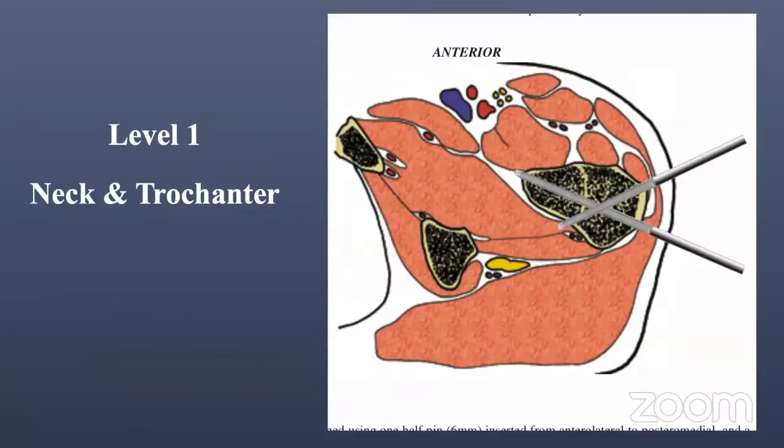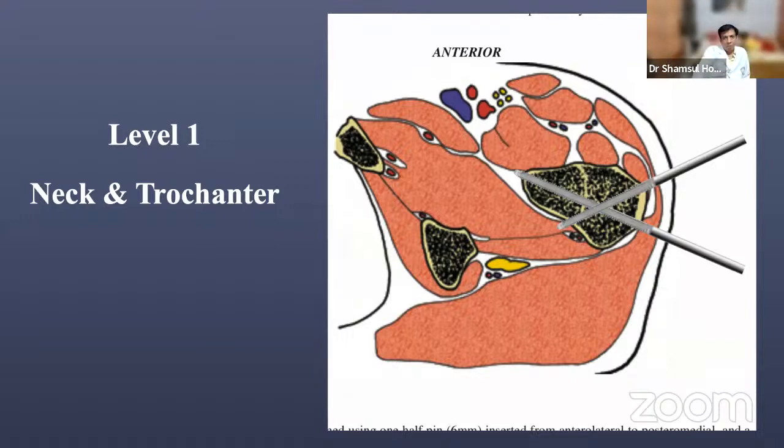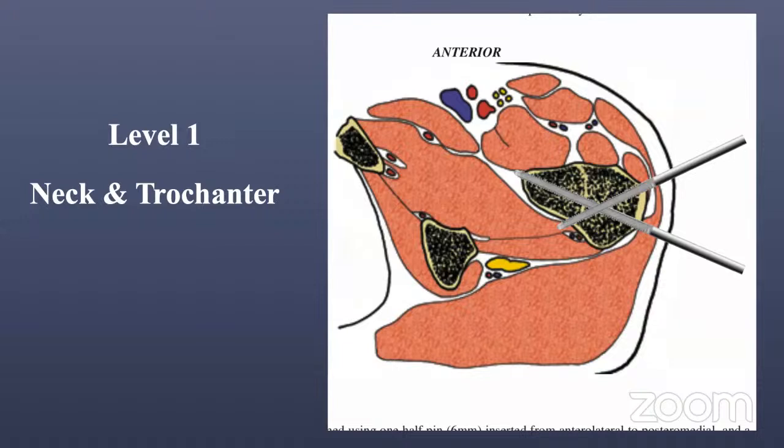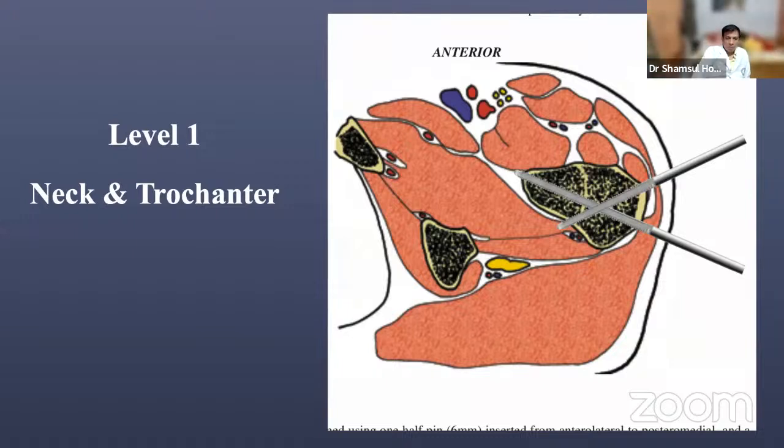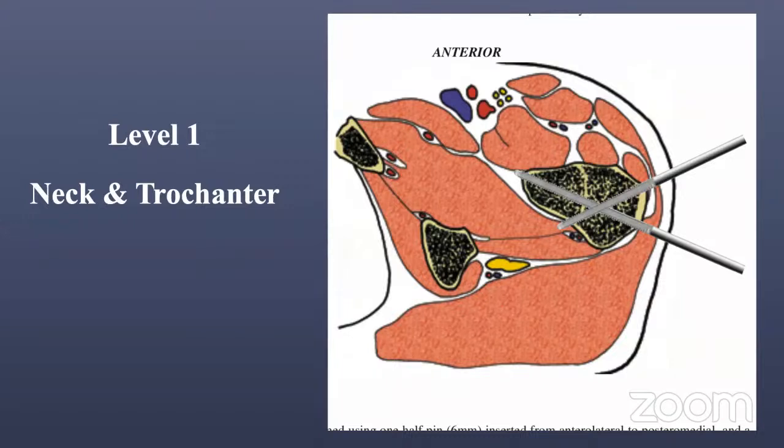So level 1 is the level of the femoral neck and trochanter. And as we can see here, the sciatic nerve is located down posterior, and the femoral nerves and vessels are on the anterior aspect. And due to the space constraints, usually the wires are not used in this region, but it can accommodate 2 half pins at an angle of around 30 degrees, one starting posterolaterally and directed anteromedially, and the other one starting anterolaterally and directed posteromedially.